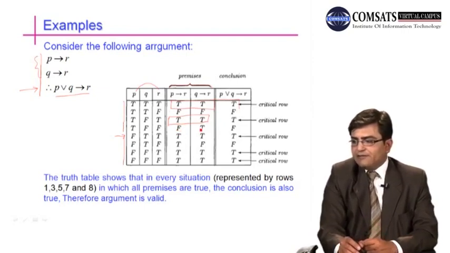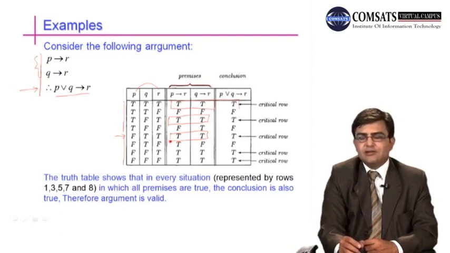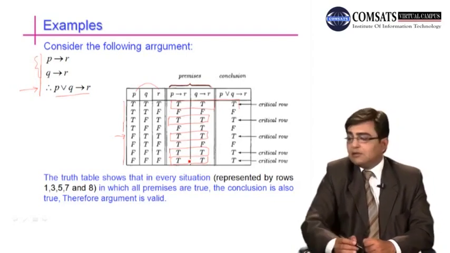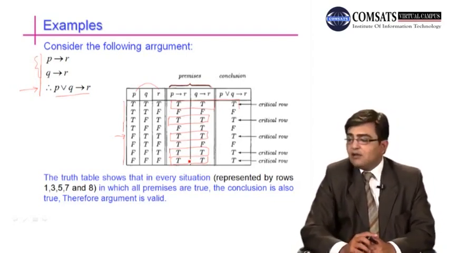Next, here we have true, false, true. This is not a critical row. Here we have true, true. This is a critical row, as all the truth values of the premises are true. Another, this row is also a critical row, as all truth values are true. This row is also a critical row, as all truth values are true for all the premises.